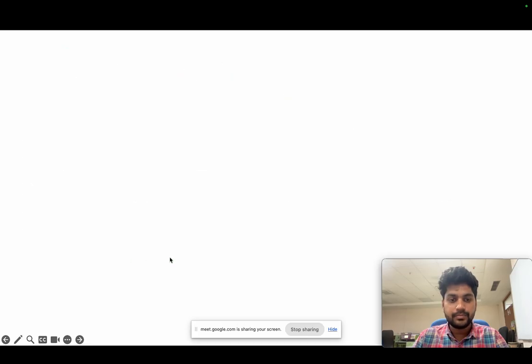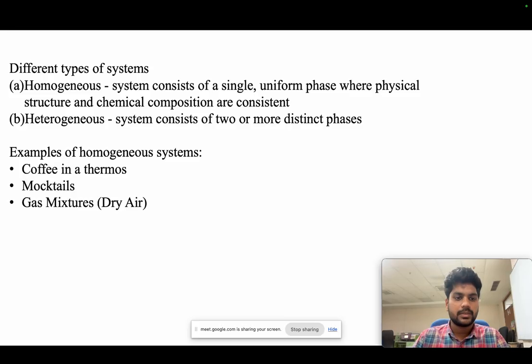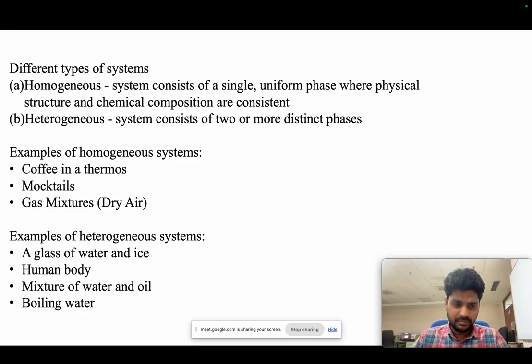There are different types of systems, homogeneous and heterogeneous. As you know, a homogeneous system consists of a single uniform phase, whether all the molecules are in the liquid, gaseous, or solid phase. The best example is coffee in a thermoflask, where different types of molecules are mixed together in liquid form. A heterogeneous system consists of two or more distinct phases, for example melting ice or boiling water, or the human body, where we have different parts with different phases.